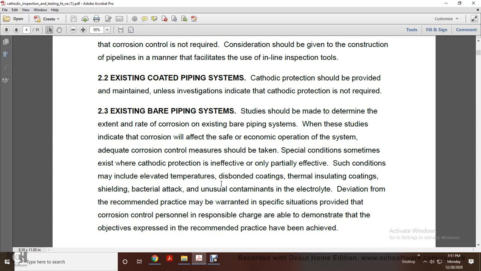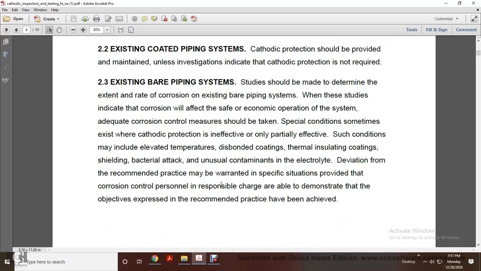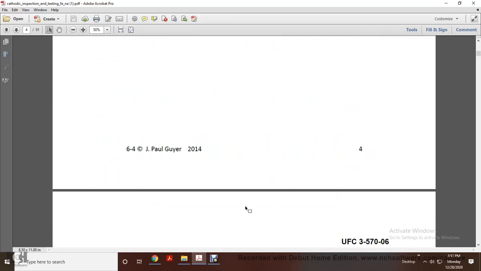Studies should be made by determining the extent and rate of corrosion of the existing bare pipe system. When these studies indicate that corrosion will affect the safe, economic operation of the system, adequate corrosion control measures should be taken. Special considerations sometimes exist where cathodic protection is ineffective or only partially effective. Such conditions may include elevated temperatures, disbonded coatings, thermal insulation, coating shielding, bacterial attack, and unusual contaminants in the electrolyte. A deviation from the recommended practice may be warranted in specific situations, with the corrosion control personnel responsible, charged, and able to determine that the objectives expressed in the recommended practice have been achieved.